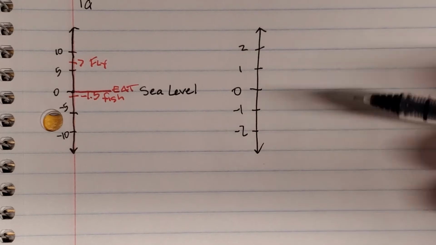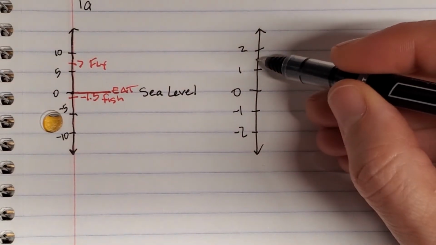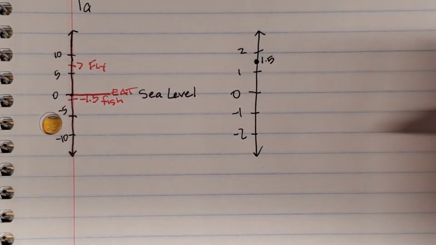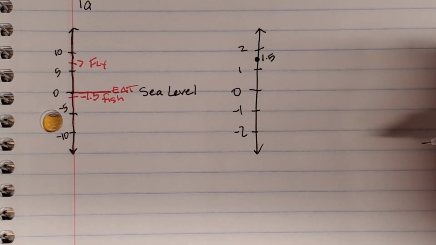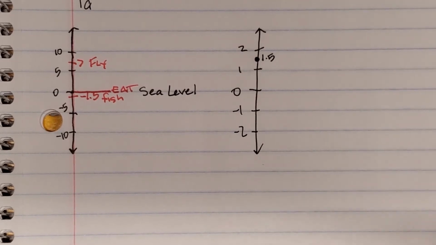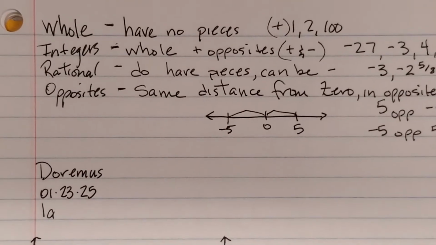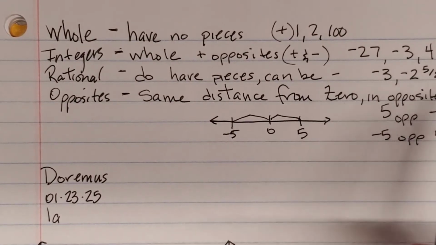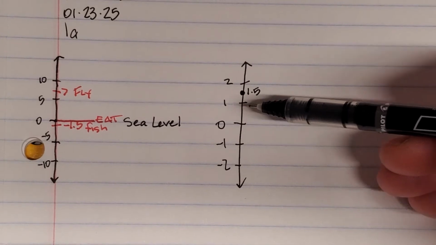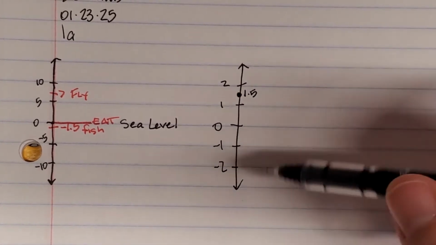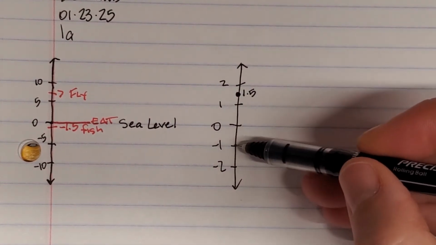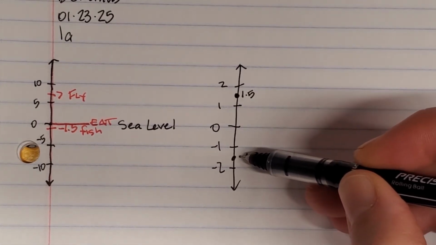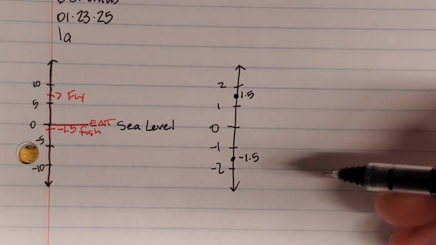Right? And if I plotted this number and I told you it was 1.5, what's its opposite? Oh gosh, what are those notes from yesterday? Well, I have them right here. Opposites, same distance from 0 in the opposite direction. Okay, so if this one is above 0, below 0, let's see, between the 1 and the 2, between the 1 and the 2, must be a negative. Okay?